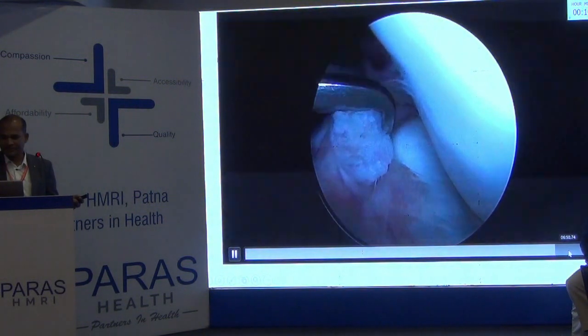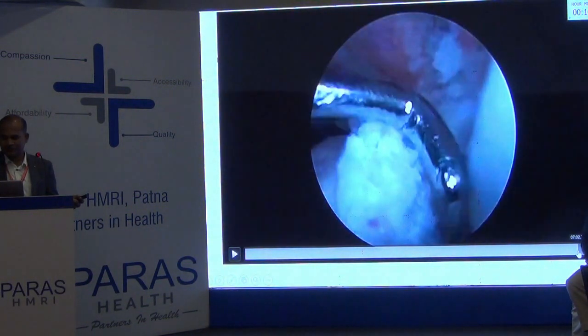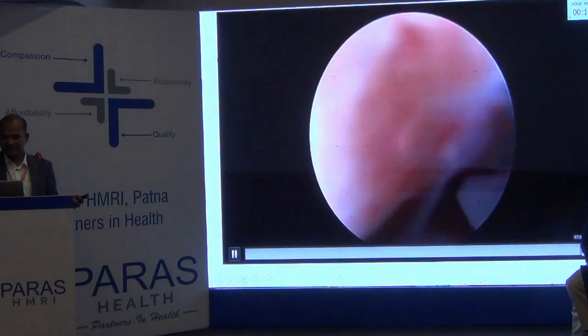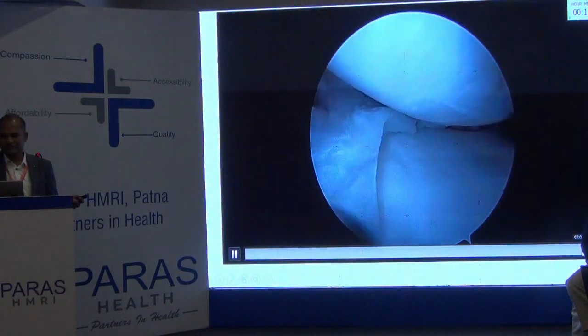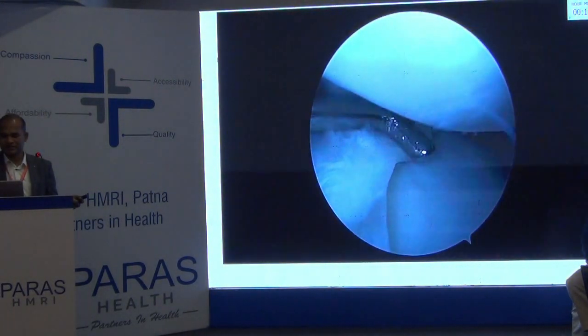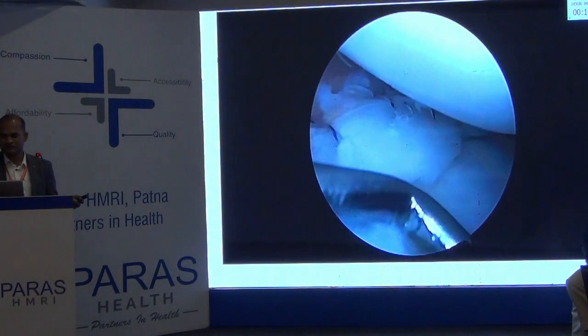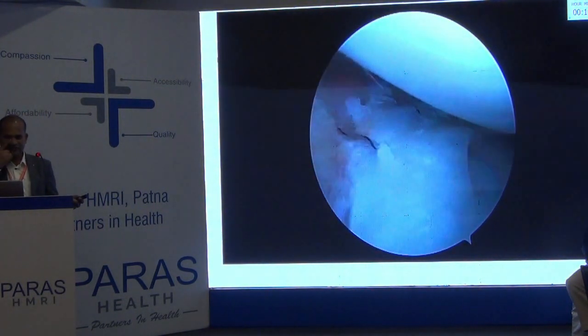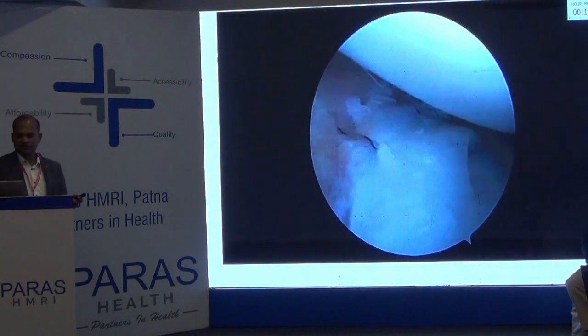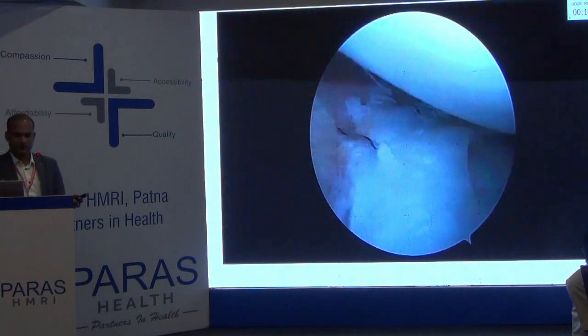And then the ACL reconstruction at the same time. This is the ACL, and this is the fully repaired meniscus, the double bucket handle meniscus, which is fully repaired. 7 stitches inside-out and 1 outside-in, and 1 360 inside. Thank you.